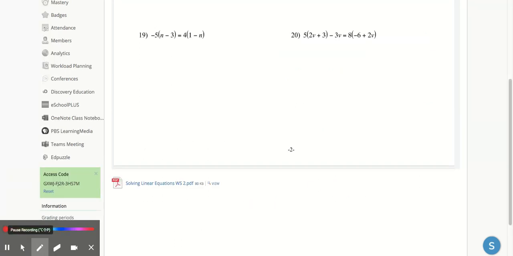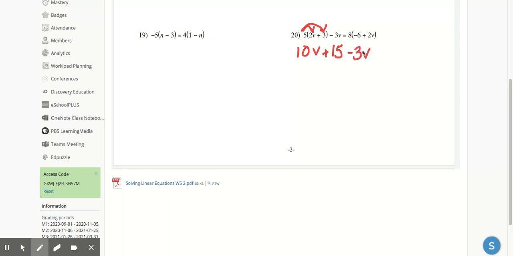And just like yesterday, we'll take a look at one final example where you have two sets of parentheses, so you're going to have to distribute twice. So in number 20, we're going to take that 5 and distribute it to the terms inside of the parentheses. So 5 times 2v will give us 10v, and then 5 times 3 will give us 15. And then that negative 3v just gets carried down because it wasn't within the parentheses. Over here on the right-hand side, we're going to distribute the 8. So we've got equals 8 times negative 6, which is negative 48, and then 8 times 2v will be plus 16v.